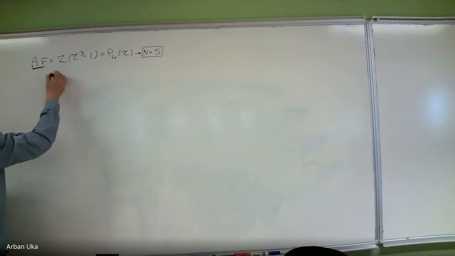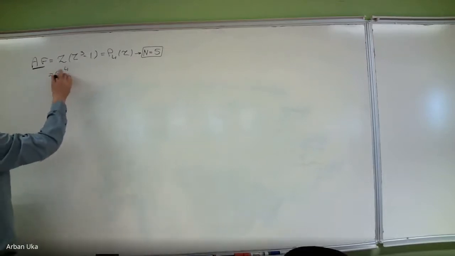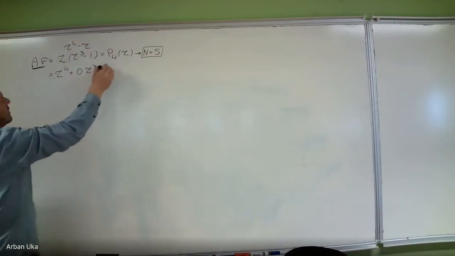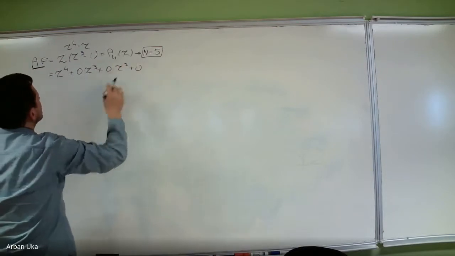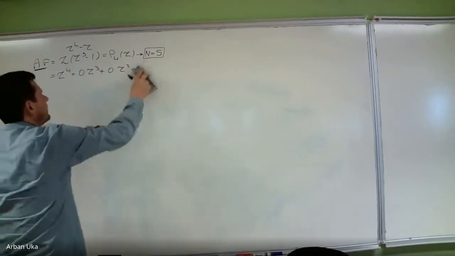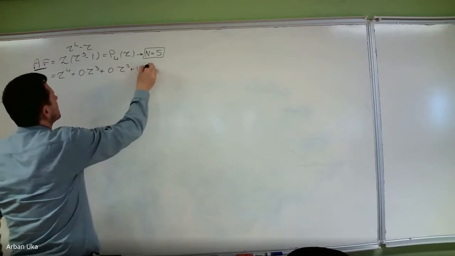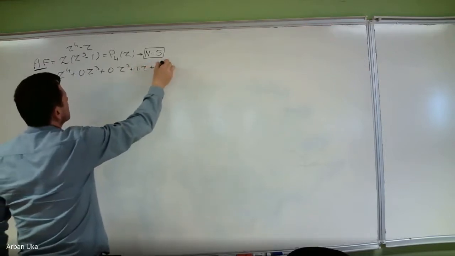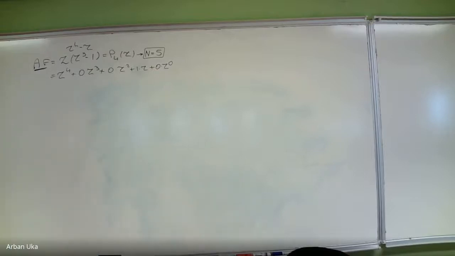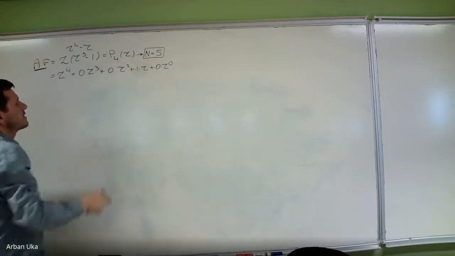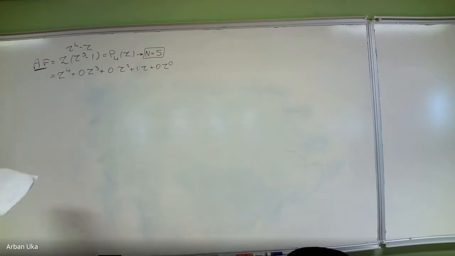Now, we can expand this one as z to the power 4 plus 0 times z to the power 3, because this is z to the power 4 minus z. Then plus 0 times z squared plus 1 times z plus 0 times z to the power 0. So now we see that for the polynomial in the fourth power of z, the number of antenna elements is expected to be 5.